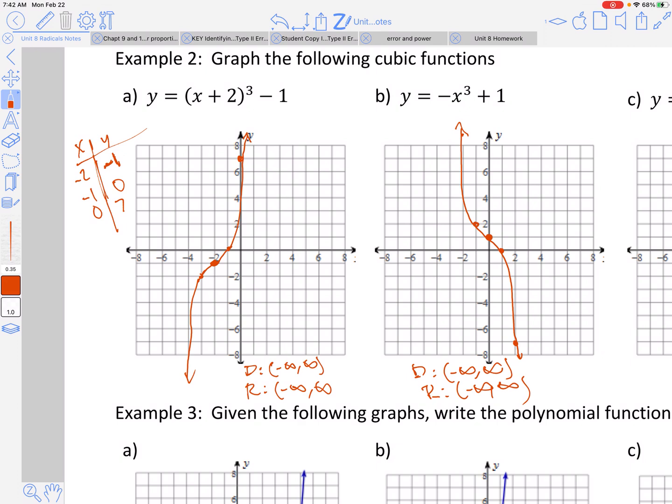So if I go over 2, up 7, I went over 2, down 7, which actually took me off the graph. Kind of. It took me right to -8. All right.